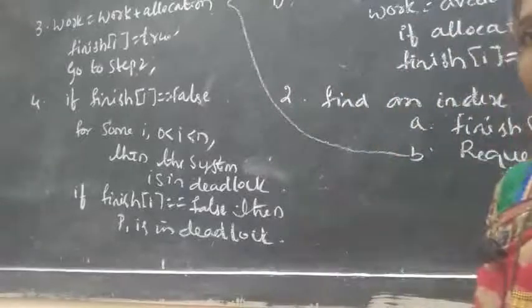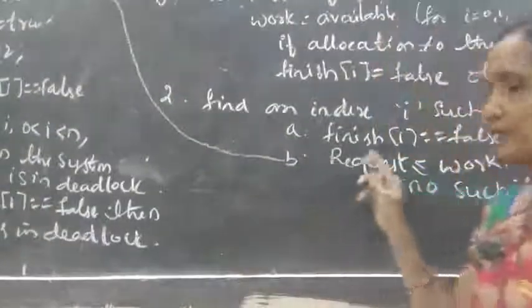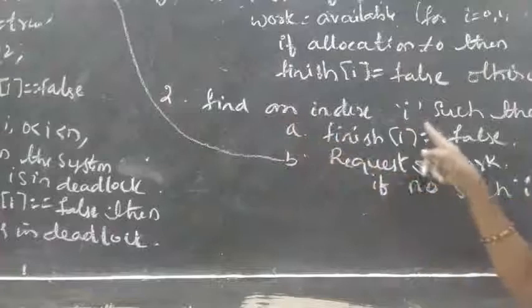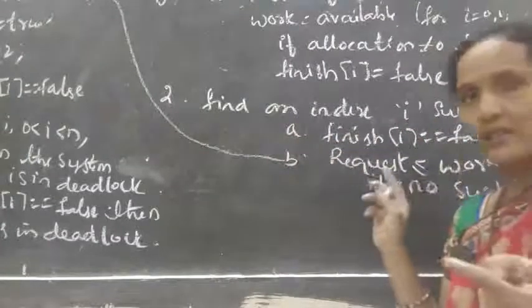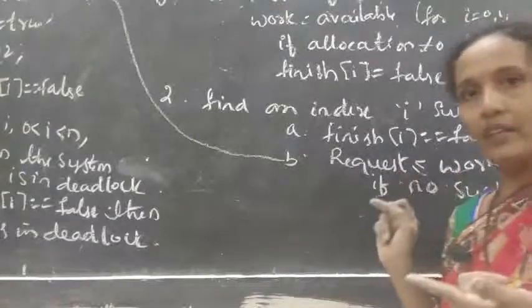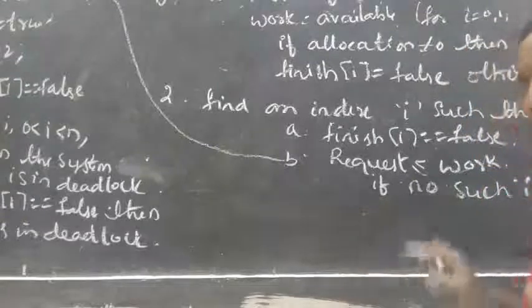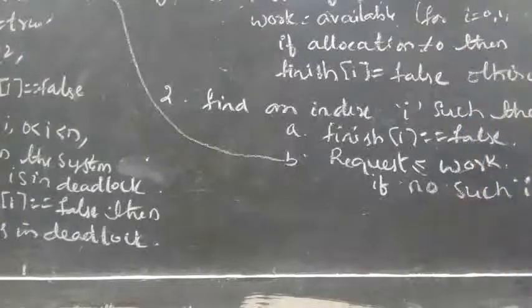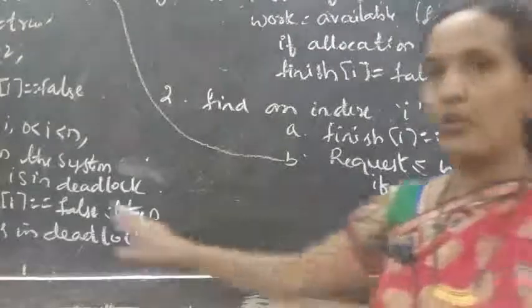In the second case, you can see here: find an index I such that finish of I equals false, meaning the process has not completed execution, and request is less than work. Then we give the resource to the process. If there is no such I, go to step 4. That means if that condition is false, then we go to step 4.